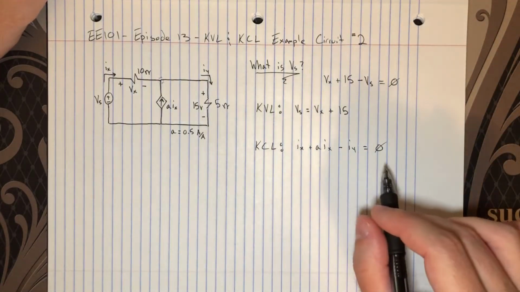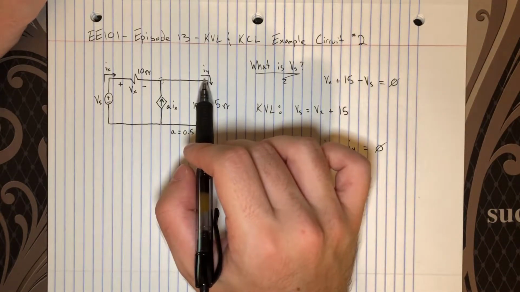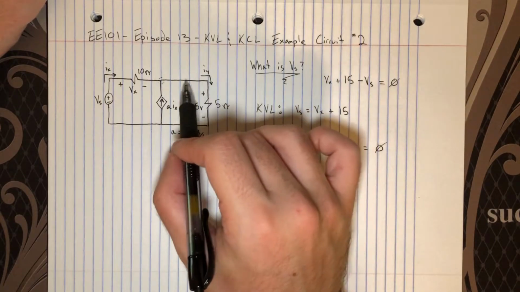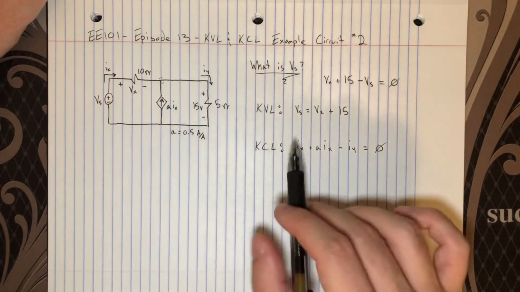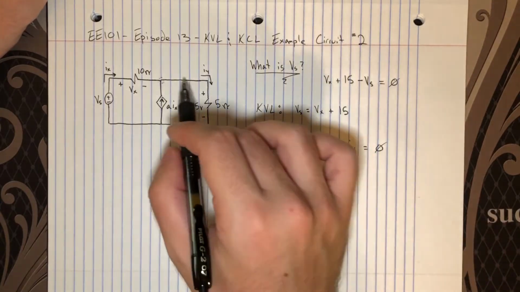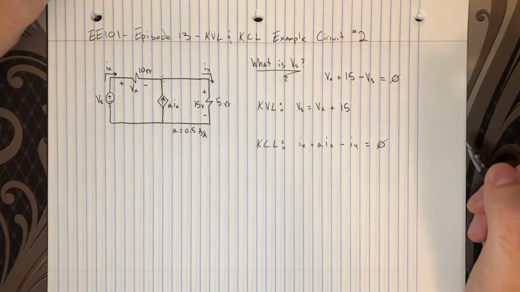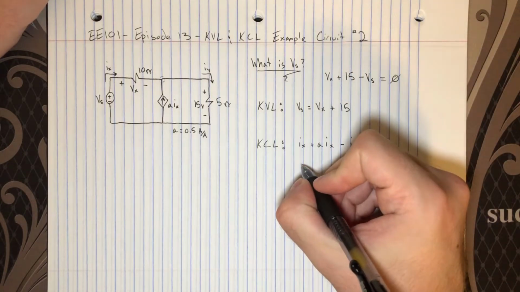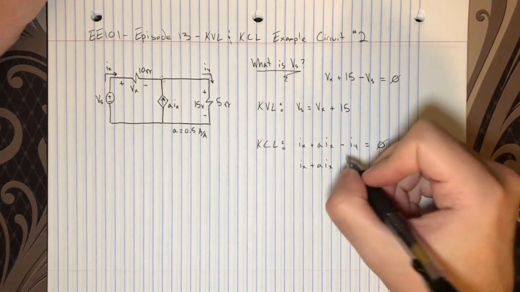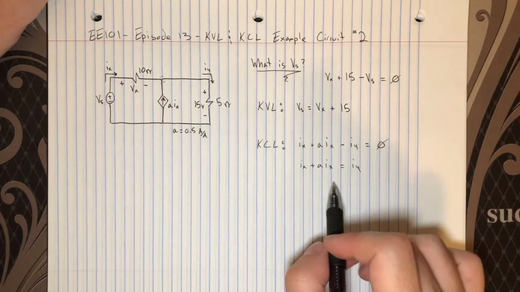Okay, and that's essentially what I'm saying: since IY is leaving that node, it's equivalent to saying that minus IY is entering the node. So therefore I write that IX entering plus AIX entering minus IY entering equals 0. And then just like I did before, I'll simplify this a little bit and just say that IX plus AIX equals IY.